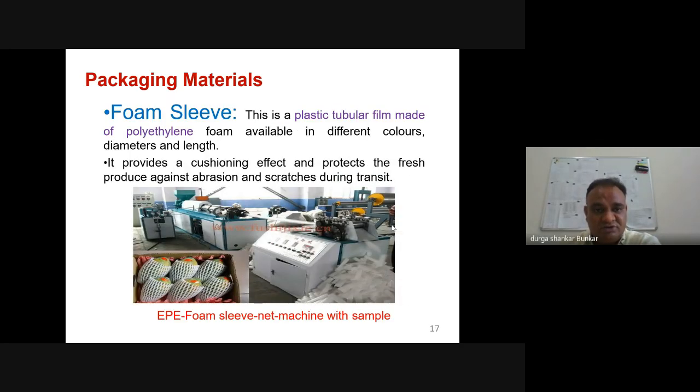And if we go on listing in this sequence, there is another, the EP foam sleeve net. Basically this is most common, like with apples, where it provides a cushioning effect and protects the fresh produce against abrasion and scratches during transit. Scratches and abrasion are a main cause of problems in fresh produce, as contamination and deterioration may occur.